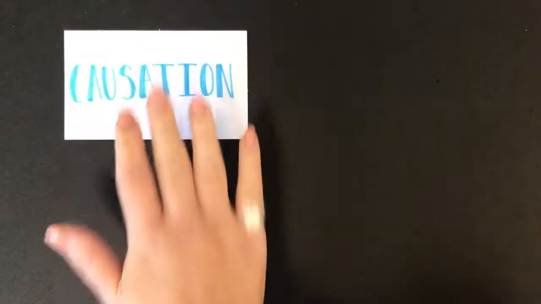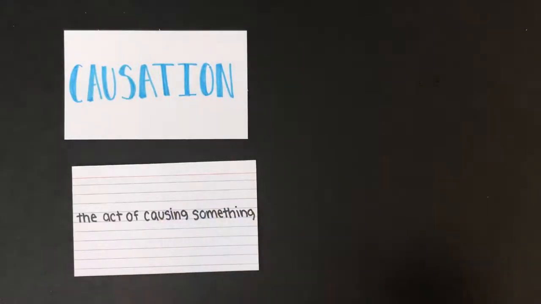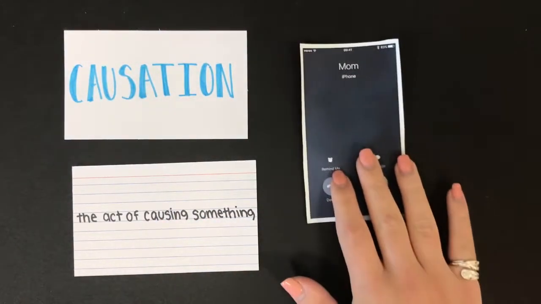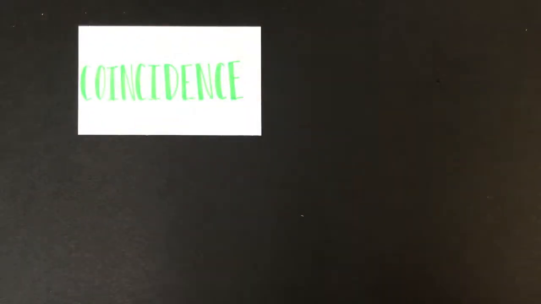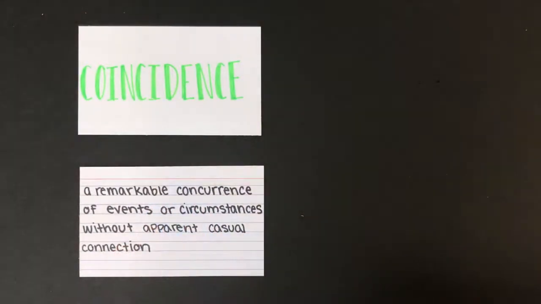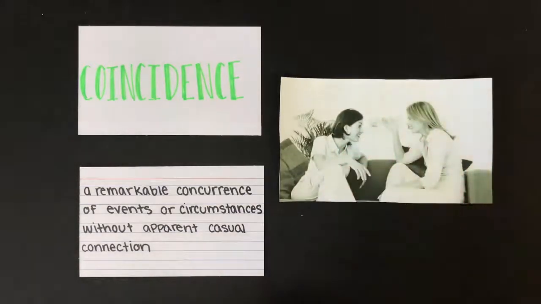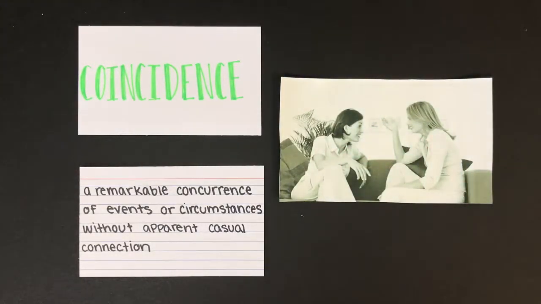Another important thing to know is the difference between causation and coincidence. Causation is the act of causing something. An example of this is if you texted your mom to call you, then she calls you. Your mom calls you because you told her to. On the other hand, coincidence is a remarkable concurrence of events or circumstances without apparent causal connection. This occurs if you are talking about your mom with a friend when your phone rings and your mom is calling. It is random that your mom called you while you were talking about her.